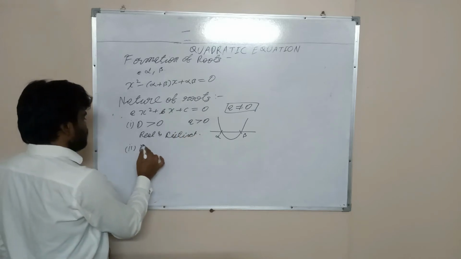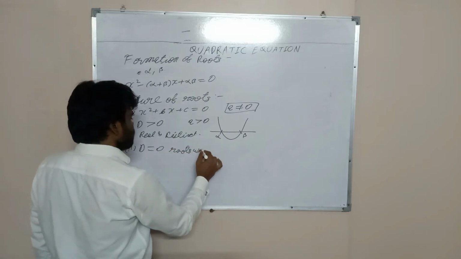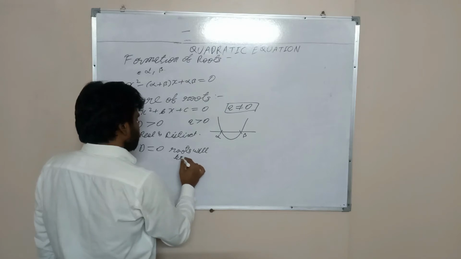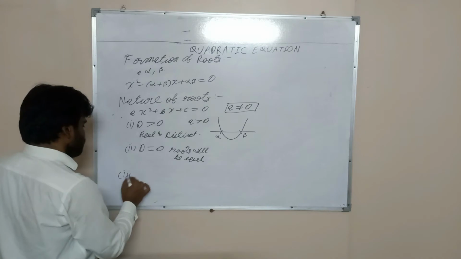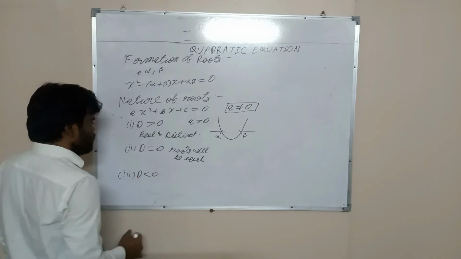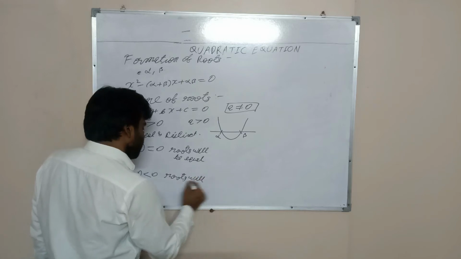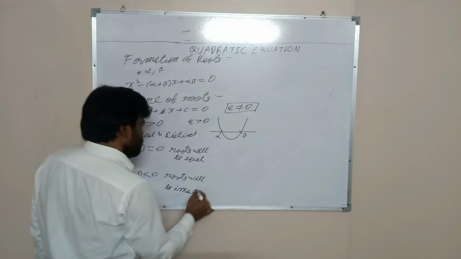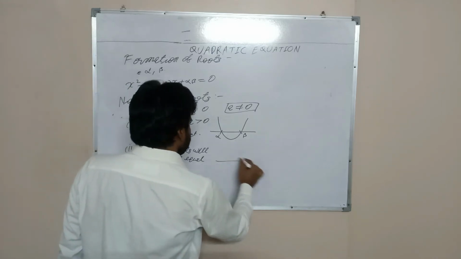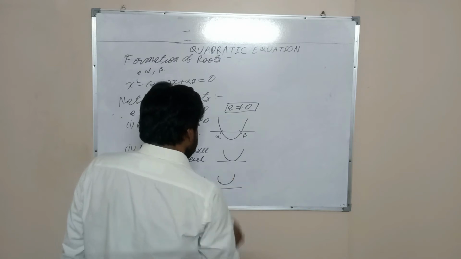Second, if d is equal to 0, the roots will be equal. Third, if d is smaller than 0, then the roots will be imaginary. In this case, the graph will be like this.